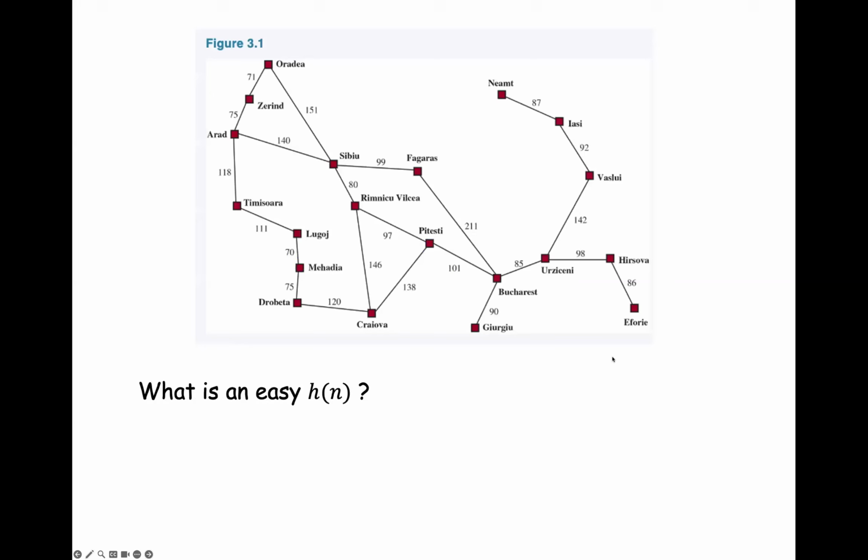So let's take a look at this optimal path finding or solution finding. And we'll refer back, and this is from the book, to the Romania vacation. And so one of the first questions, and I'll pose this question to you, second question: what is an easy h of n for this search problem? What is something that might pop into your mind as an approach for my estimate for distance? Let's hear your thoughts.